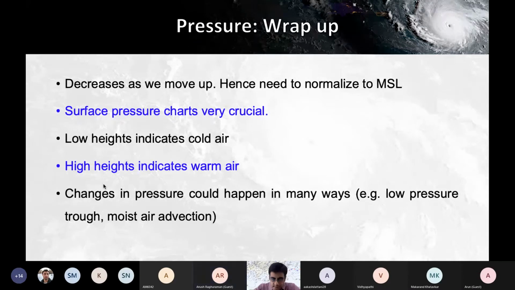Sir, I have a question about the surface pressure chart. In apps, they are showing the pressure in different locations, like in Bangalore, showing high pressure. So does it mean that if Bangalore is at mean sea level, that's the pressure in that location? Is it like that, sir?